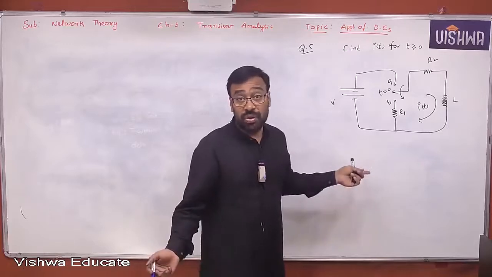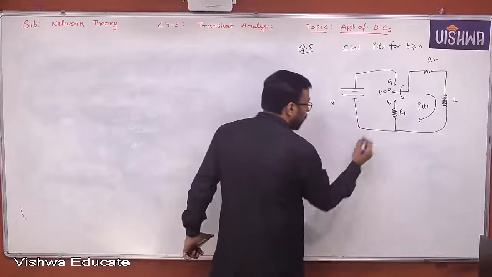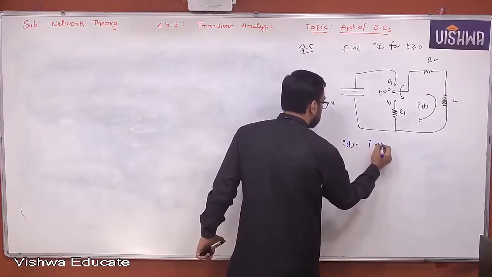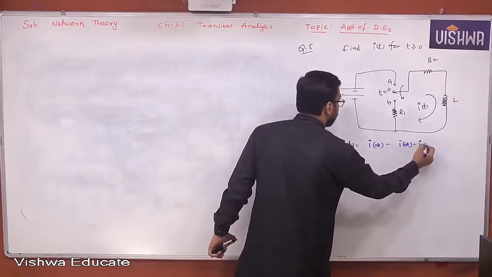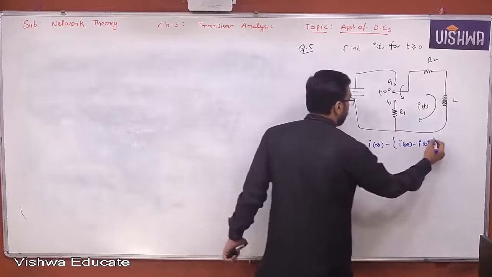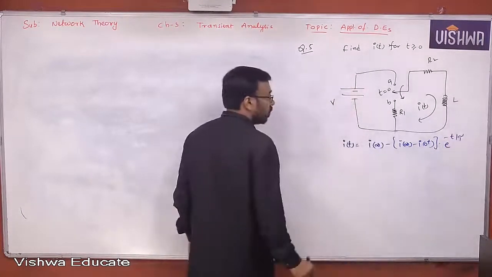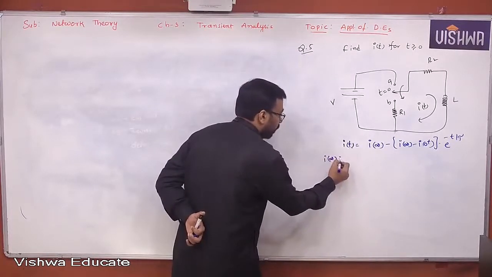Therefore, I can comfortably go with the what formula? Yes or no? Okay. So let me take that formula: I of t is nothing but I of infinity minus, I of infinity minus I of 0 plus, into e power minus t by tau. Okay. So first let us find I of infinity. What is the procedure to find I of infinity here?